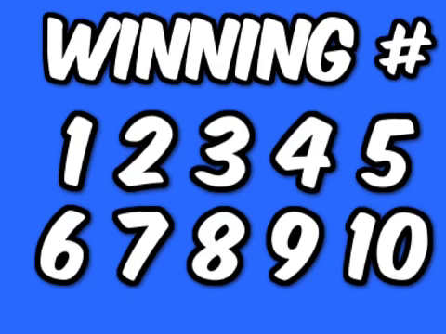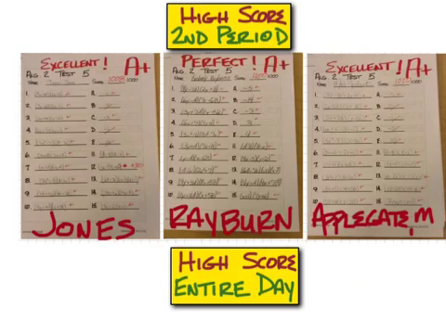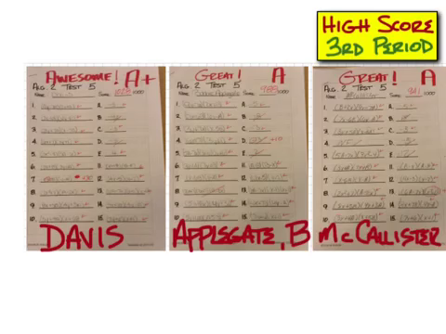All right, the winning number is 6. A and A plus tests from Friday. So we had Jones, Rayburn, and Applegate for second period. And Rayburn not only had the high score here, she had the high score for the entire day of all classes, including Algebra 1. A perfect paper. And for third period, McAllister had the high score for that class. Good job.